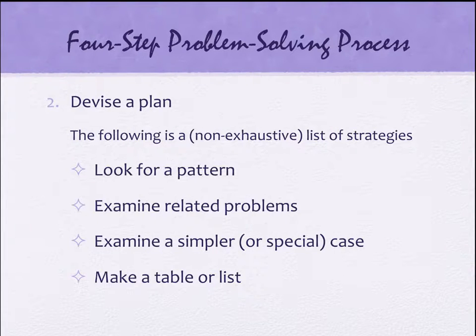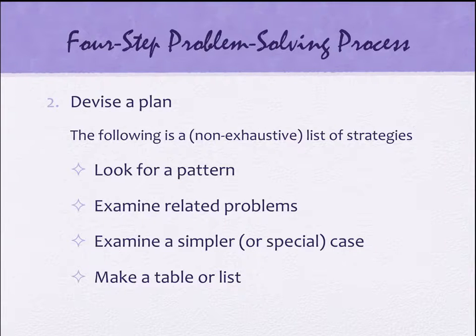The second step is to devise a plan. And this is where most of the work that we're going to do here in a little bit is going to fall. So the following is a non-exhaustive list of strategies for solving problems, that means it doesn't include everything. So one is to look for a pattern. Another option is to examine related problems. I know that you've seen that before because you've probably looked back in the textbook for a similar problem, or looked for the odd number one that looks like the even one you're on so that you can look in the back of the book for the answer, right?